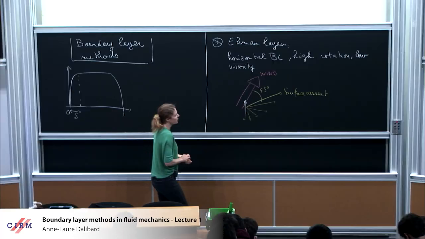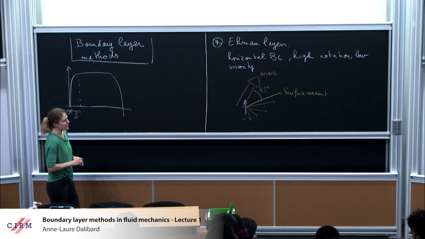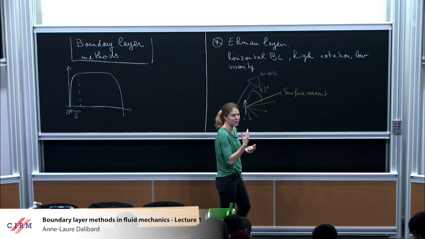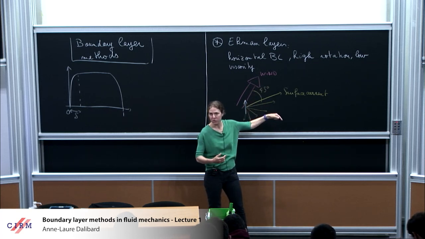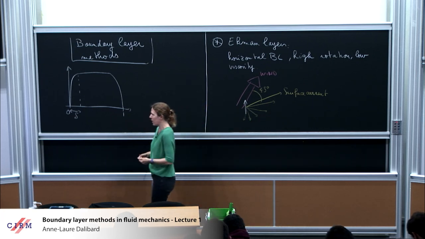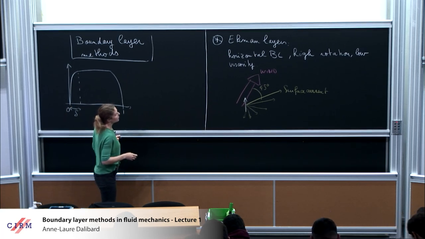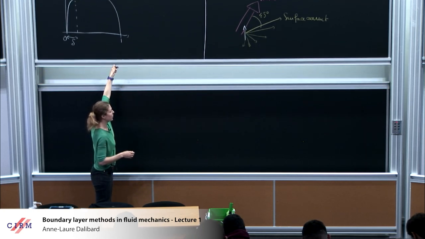And these layers are important because they are really the mechanism through which momentum is transferred from the wind to the ocean currents. It's really the way that you give some momentum to the ocean. So these are the first important layers that we will encounter in this talk.